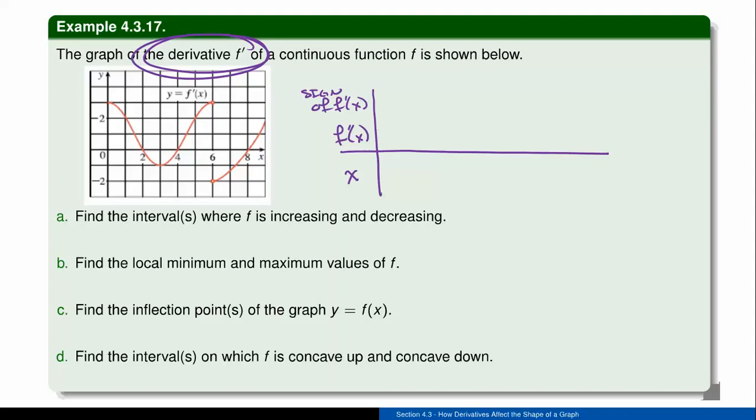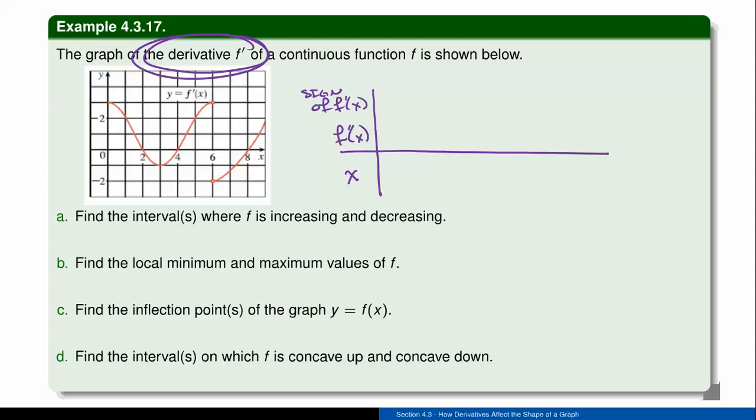I'm not giving you just the function f, I'm giving you the derivative, and I have to use that information to answer questions about my initial function. So I still have to answer all of those same questions, but the way that I'm going to go about them is going to be a little bit different.